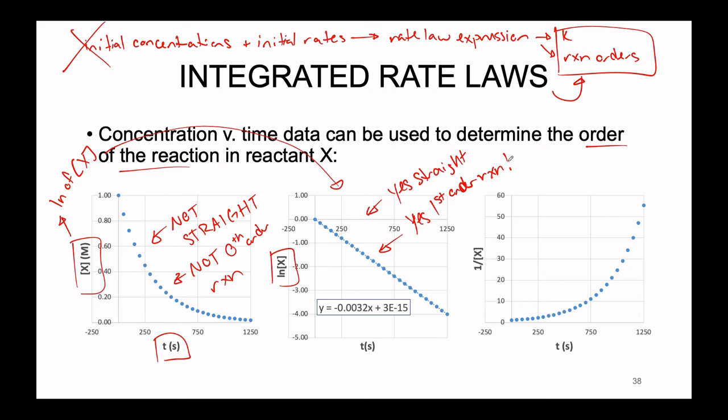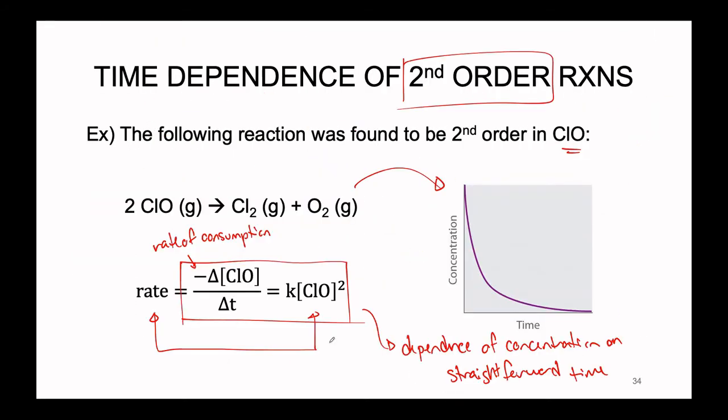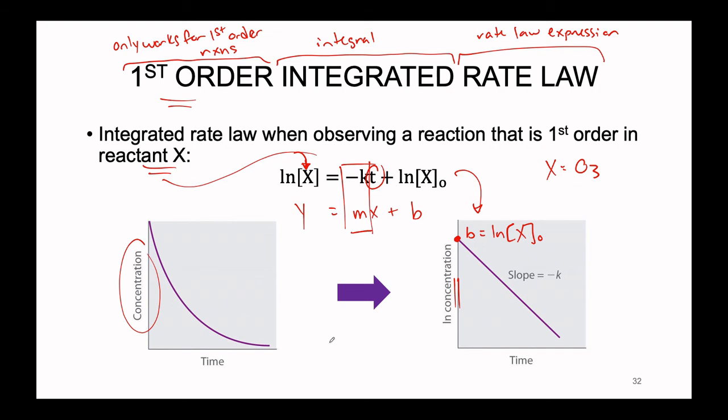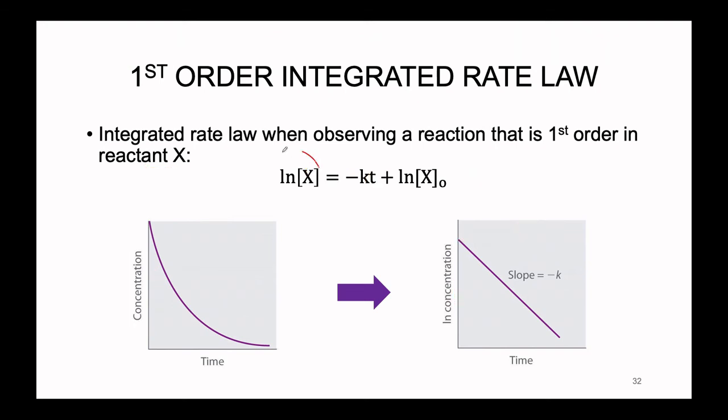Because the straight line here corresponds to natural log of X versus time, going backwards to our first order integrated rate law here, natural log of X versus time providing us with a straight line does signify a first order reaction. It has to. Based off of the way that our integrations worked out, we know that this is logically true.